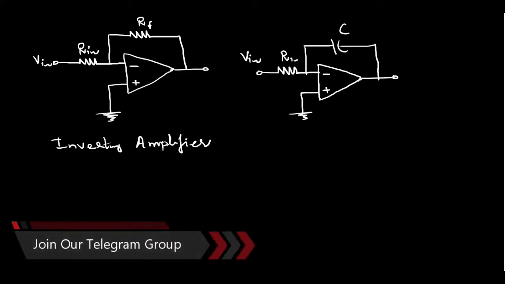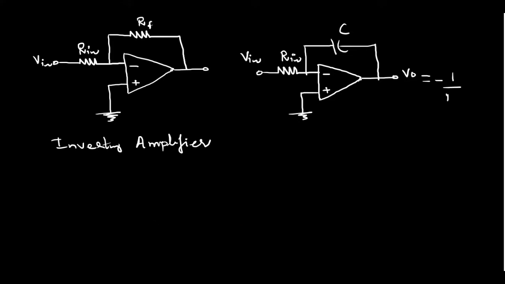This is the Rin resistor, V out. This V out is given as minus 1 upon RC integral of V in t dt. So integral of the input. This is the integrator output.